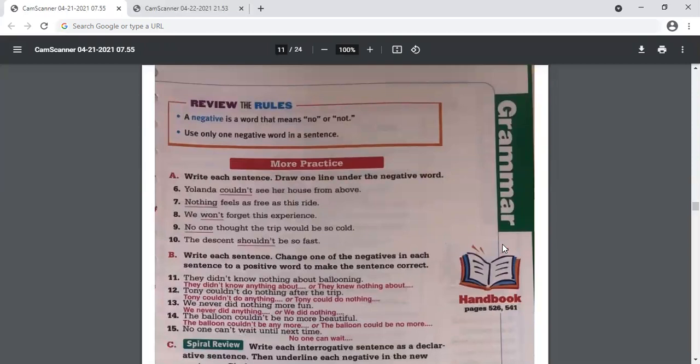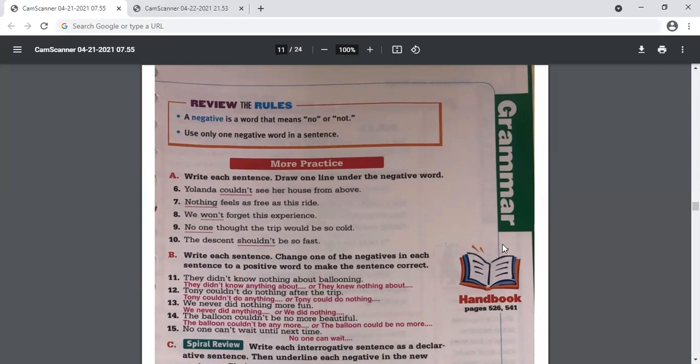Now we're going to practice what we read in the rules about how we change one of the negatives to a positive word, or we drop a negative in order to make the sentence correct. So let's look at number 11. They didn't know nothing about ballooning. First, where are the two negative words in the sentence? We have both didn't and nothing, so they both mean no. Remember, we cannot ever use a double negative. So this sentence is incorrect.